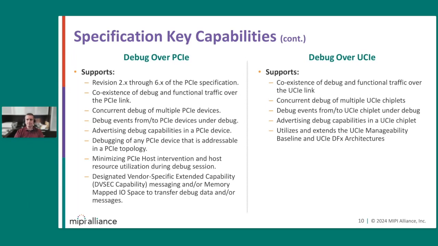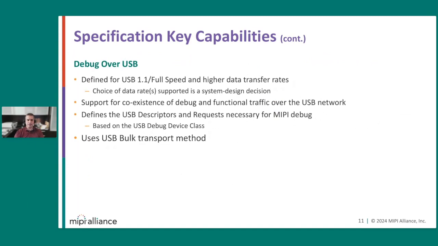And then the last one here, debug over USB: we utilize the USB debug device class, and add in how to get the traffic over USB. We're looking at all of the different transfer rates. Originally, we were looking at SuperSpeed. We're now looking at full speed, the USB 2 speeds, and so we're able to handle that. Our stuff is defined through the bulk transfer method.